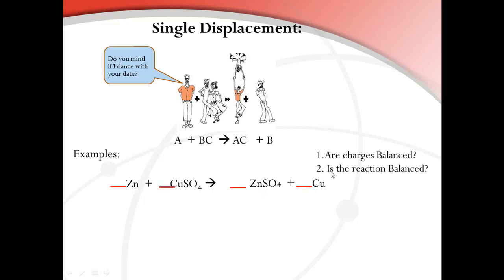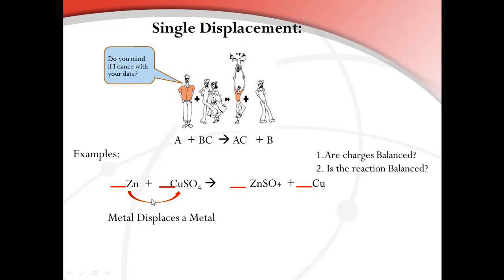The next question is, is the reaction balanced? 1 zinc, 1 zinc, 1 copper, 1 copper, 1 sulfate, 1 sulfate. Yeah, it is balanced, but remember, when you go to balance equations, put a line in front of each substance here. You're only going to be changing the coefficients. You do not change the subscripts. This is an example of a metal displacement reaction. One metal displaces another, right? So the zinc displaces the copper.